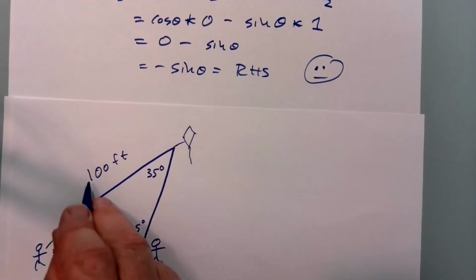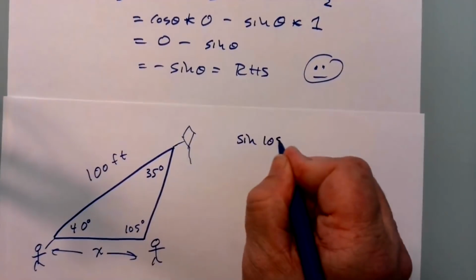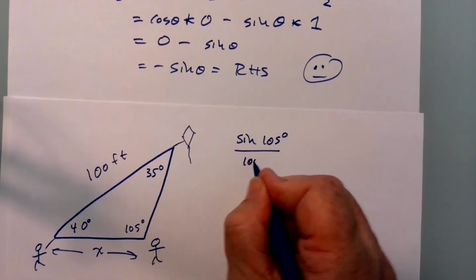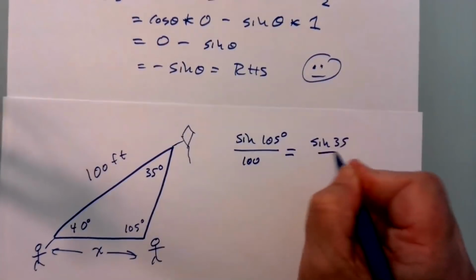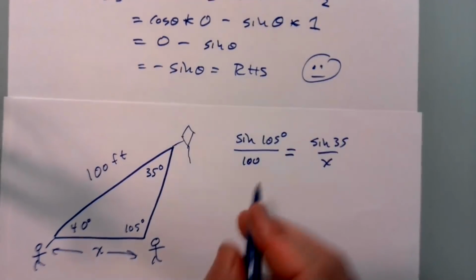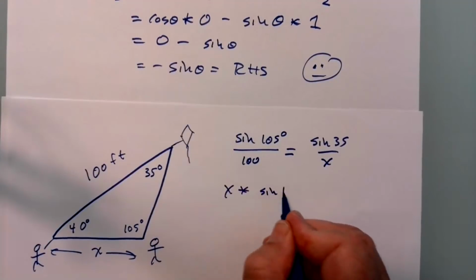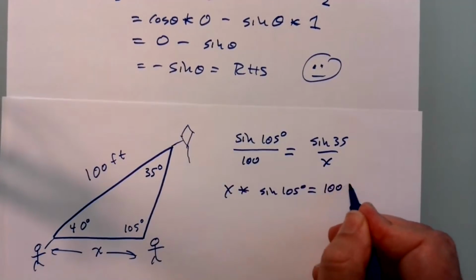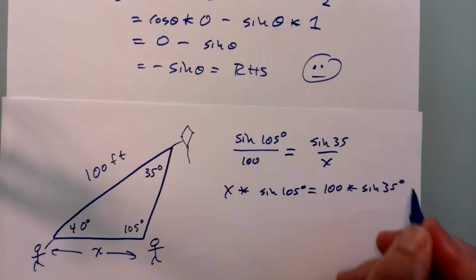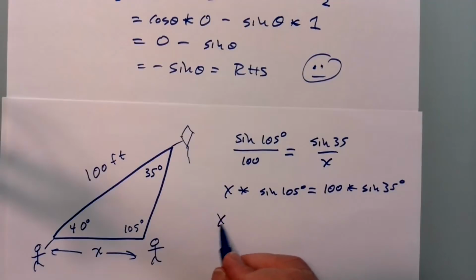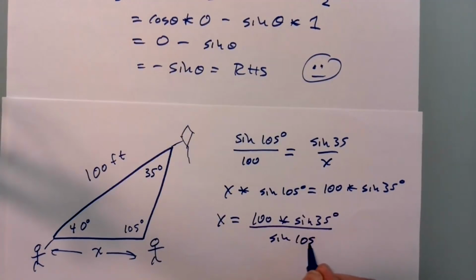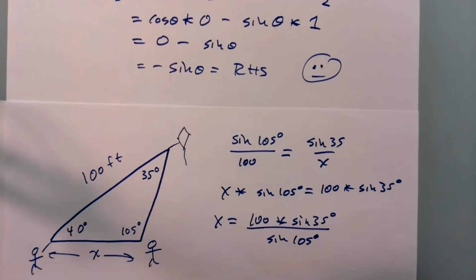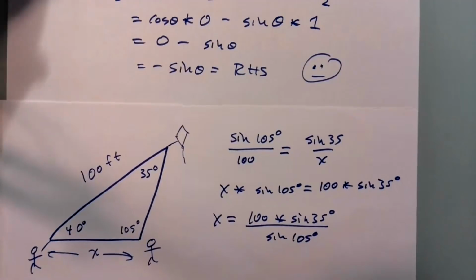So we would say sine 105 divided by 100. Sine 105 degrees divided by 100 is sine 35 divided by x. Then we like to cross multiply to say x times sine 105 is 100 times sine 35. Let's solve for x, divide both sides by sine 105. And I get x is 100 times sine 35 degrees divided by sine 105 degrees. If you had a calculator, you could simplify that, but on our exam, we will not have calculators, so you'd leave it that way.